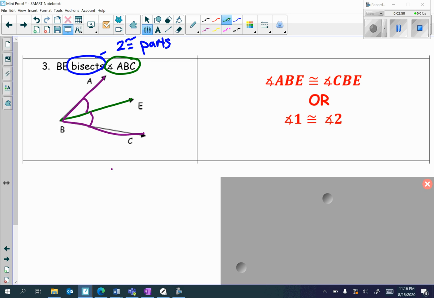Or what's even easier for us is to write in the numbers. So I can make this angle 1 and this angle 2. And I can just say angle 1 is congruent to angle 2. Make sure to label 1 and 2 in your diagram if you're going to write angle 1 is congruent to angle 2.